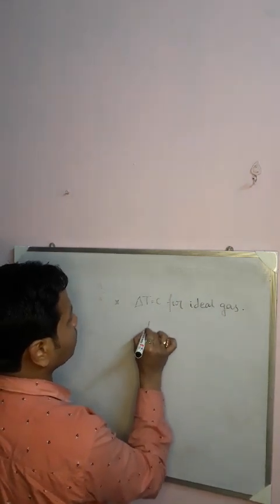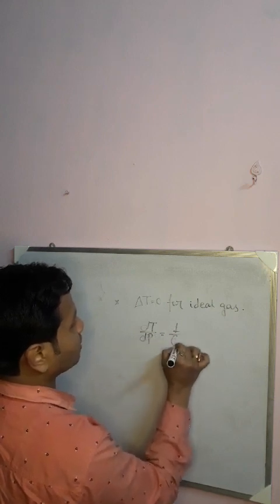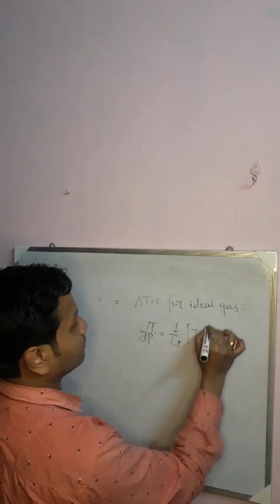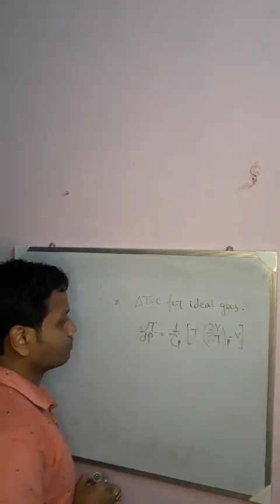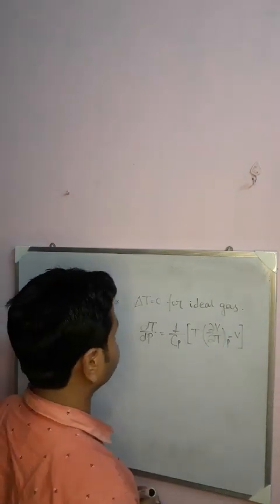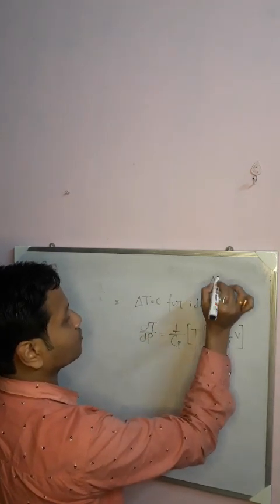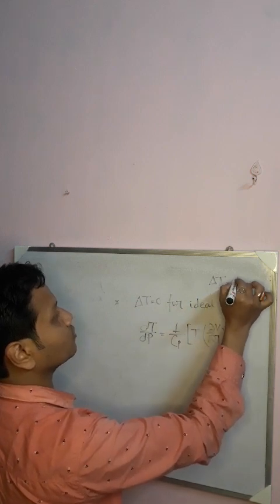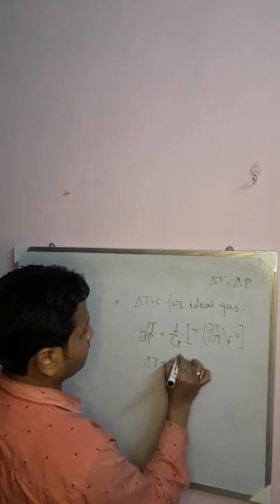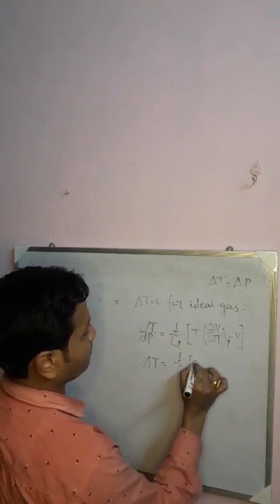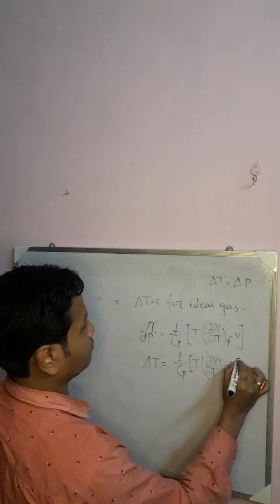Write down the Joule-Thomson coefficient expression, that is dT/dP equals 1 by Cp into T del V del T at constant pressure, minus V. If we imagine the temperature difference delta T, then the corresponding pressure difference will be del P. So we can easily write del T equals 1 upon Cp into T del V del T at constant pressure minus V, into delta P.